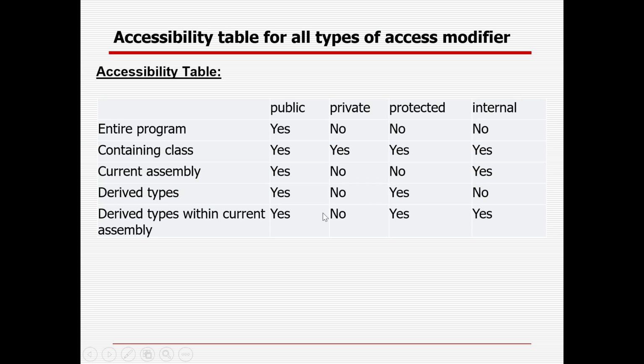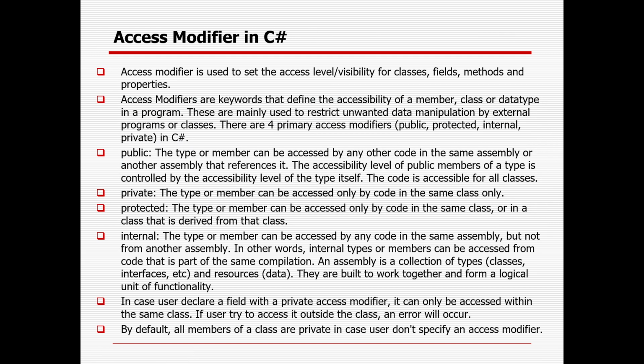So based on the diagram here, public will be accessible everywhere: the entire program, containing class, current assembly, derived types and derived types within the current assembly. Whereas private is only accessible in that particular class, not anywhere else. Internal can be accessed in the containing class, current assembly, as well as derived types within the current assembly. Whereas protected can be accessible in the derived types and the containing class, but not in the current assembly. So that is the way you can deal with the different types of access modifiers in C#, primarily public, protected, internal and private.